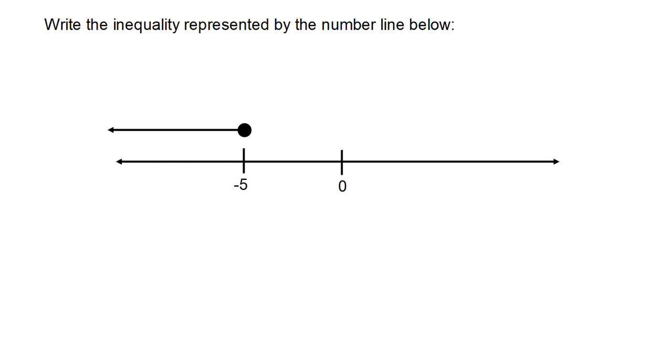For this one, our inequality solution includes the number -5. And since we're pointing to the left here, we're pointing to numbers that are less than -5. So we want x to be smaller than -5, less than -5. And because it's a filled-in circle, it will be less than or equal to -5.